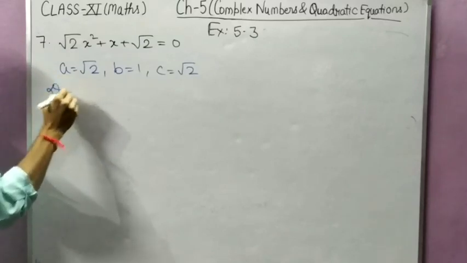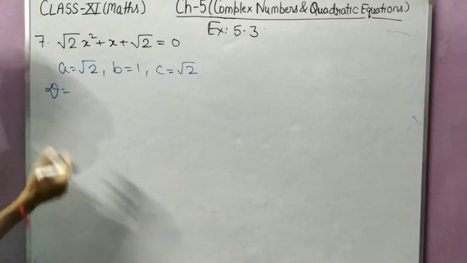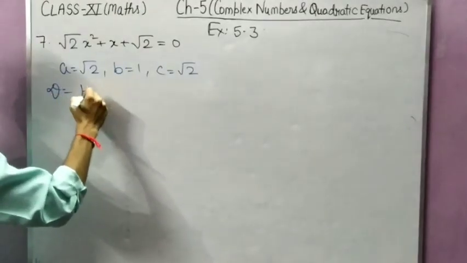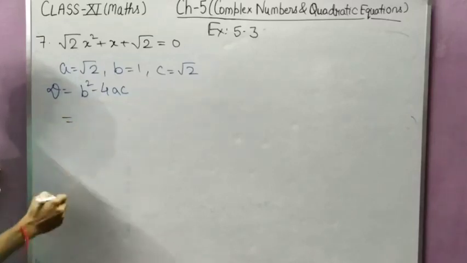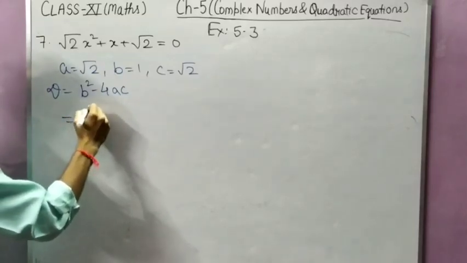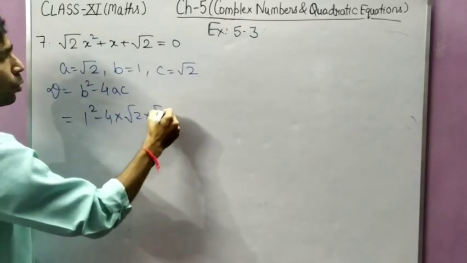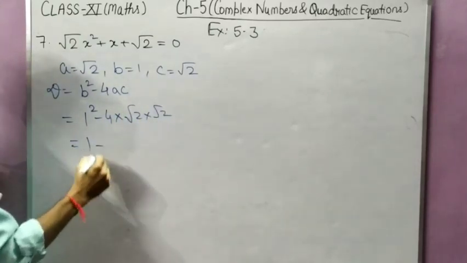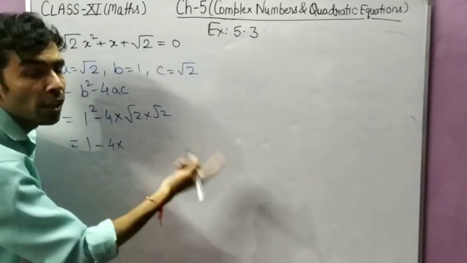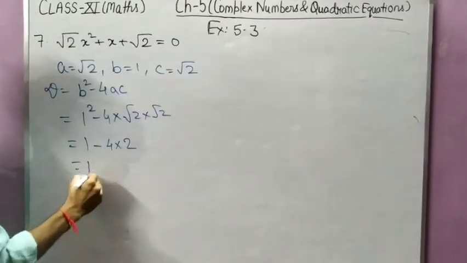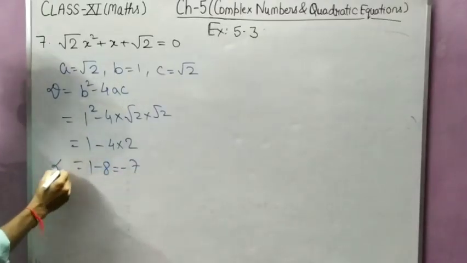In all questions you can calculate the value of d first. Okay, it will be easier for you. So d will be equal to b square minus 4ac. Now the value of b is 1, so 1 का square minus 4 into under root 2 into under root 2. So 1 minus 4 into 2, under root 2 into under root 2 will be 2 only. So 1 minus 8, that is minus 7. So again d is coming what? Negative.